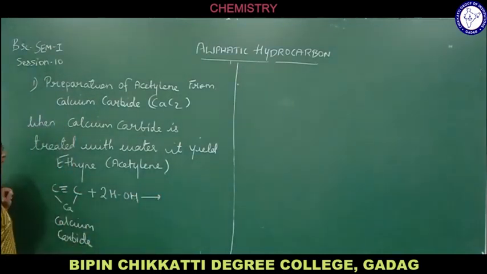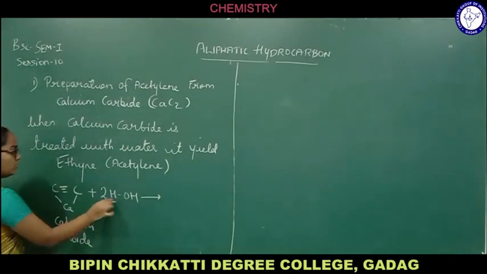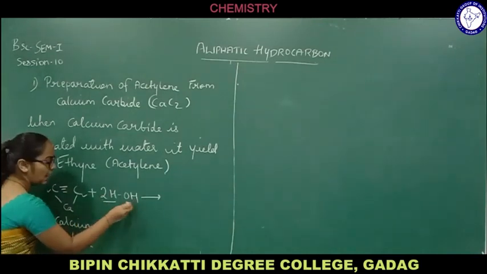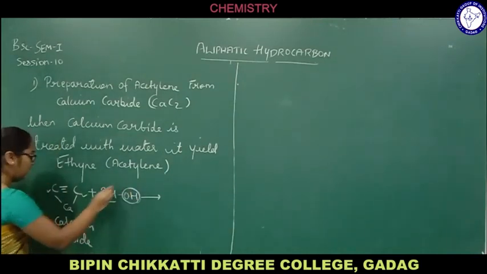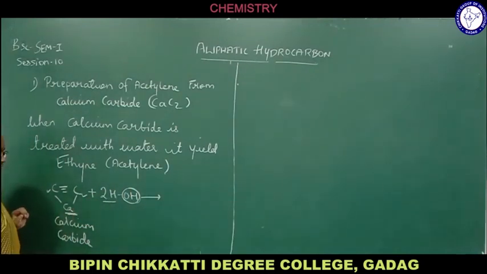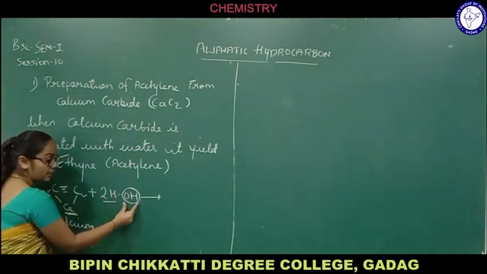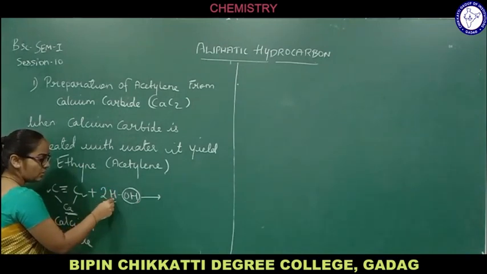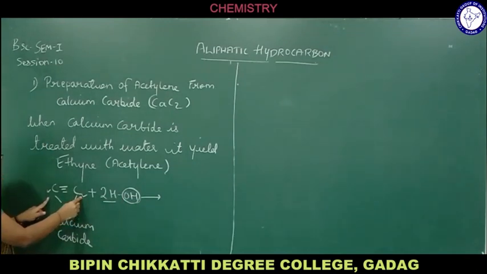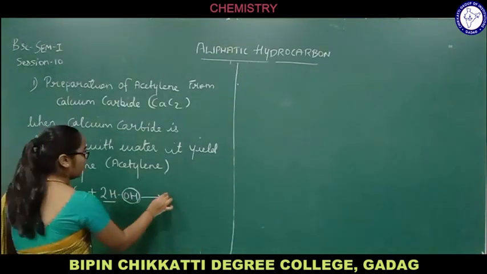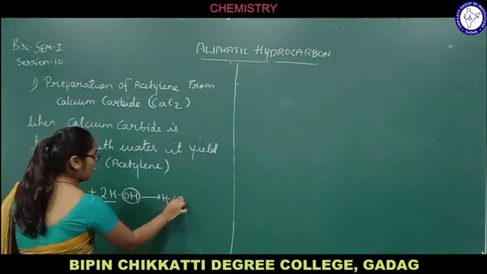What happens here, children, is that the 2 hydrogens bind with the 2 carbons, and the 2 hydroxyl ions combine with the calcium. I repeat once again: if I write 2 as a coefficient in front of hydrogen and hydroxyl, 2 hydrogen atoms and 2 hydroxyl ions are there. The 2 hydrogen atoms combine with the 2 carbon atoms at the carbon-carbon triple bond, while the calcium combines with the two hydroxyl ions. Thereby I yield a product.